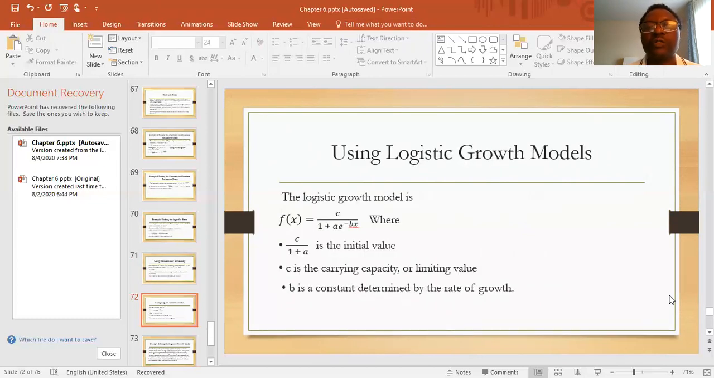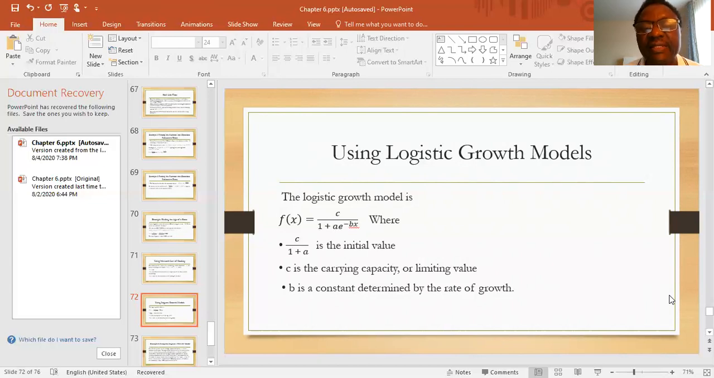So, the logistic growth model. In a logistic growth model, we have a kind of rational function involving an exponential: f(x) equals C over 1 plus A e^(-bx), where C over 1 plus A is the initial value. That is, when x equals 0, you have C over 1 plus A. In most of your homework and quiz questions, you will be asked for the initial value of a logistic problem. The logistic problem will be given with f(x) equals C over 1 plus A e^(-bx). So when x equals 0, the initial value is C over 1 plus A.